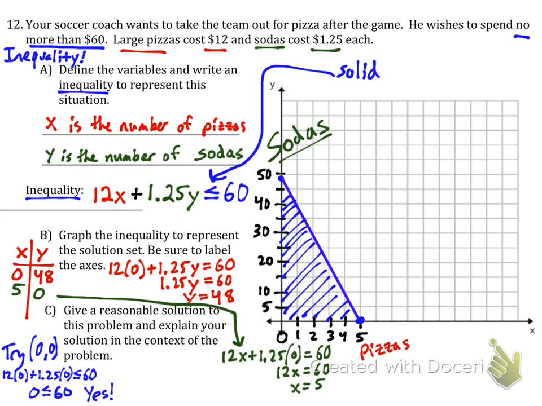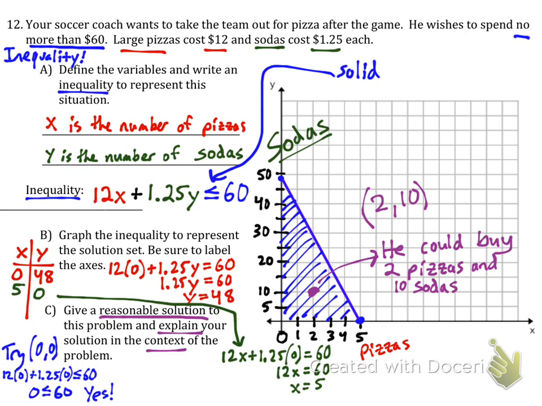Now, when it asks to give a reasonable or possible solution to this problem and explain the context, we could pick anything. We could pick (0, 0). We could pick (2, 5). We could pick (1, 30), as long as it is on the shaded side. So I just picked 1. That's the point (2, 10). That's a possible solution. Explain what it means. It means he could buy 2 pizzas and 10 sodas, because 2 is the number of pizzas, that's our x, and 10 is the number of sodas, that's our y.